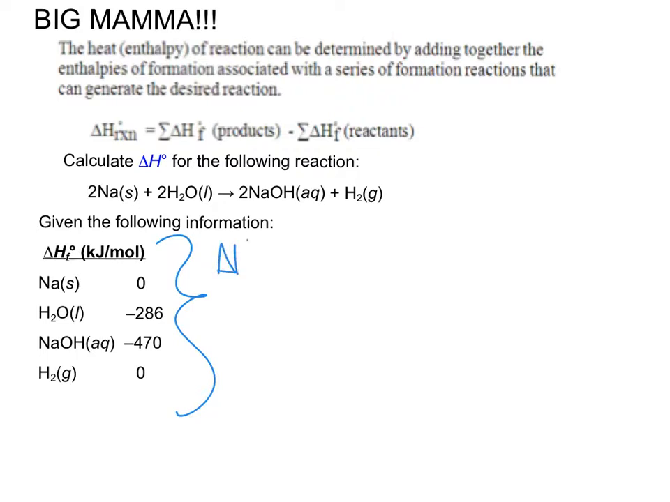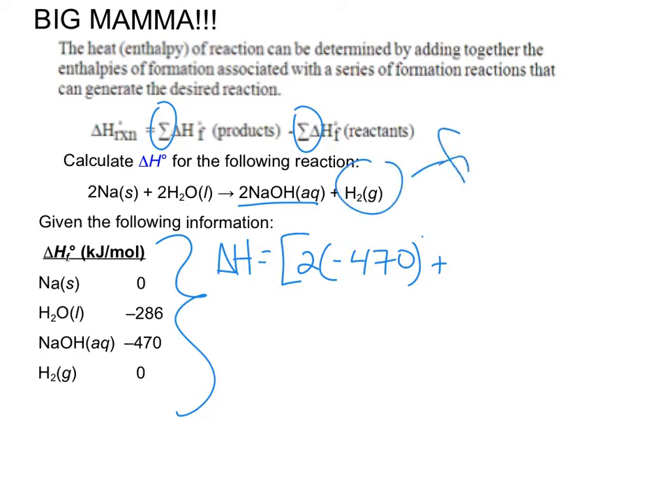Big Mama is delta H is equal to the sum of the products. That's what this sigma is. And each product has to be multiplied by the coefficient, because remember, heat of formation is the heat associated with 1 mole of a substance. So for instance, when we're looking at NaOH, that's 2 moles. So we're going to have to double that and do that times the heat of formation of NaOH. Now, free elements all have heats of formation of 0. So that would be plus 0.